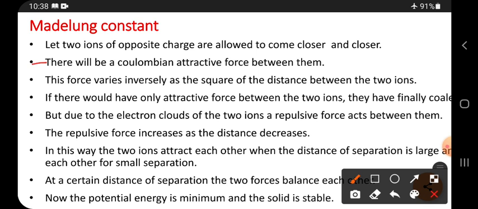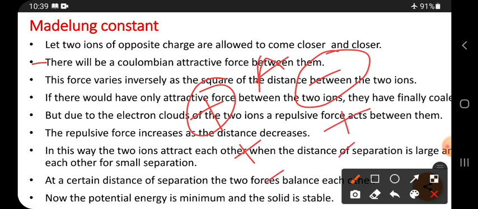Coulomb's law is a force of attraction or repulsion which acts in between the charges only. If the charges are opposite, then attraction will be present. If the same charges are present, then a repulsion force will act. So that is Coulomb's law. Coulomb's law works between the charges only.